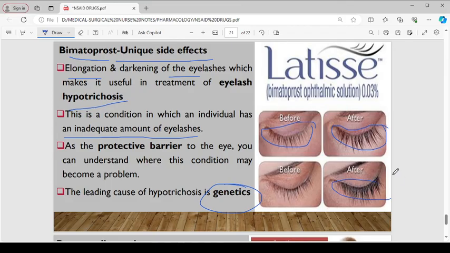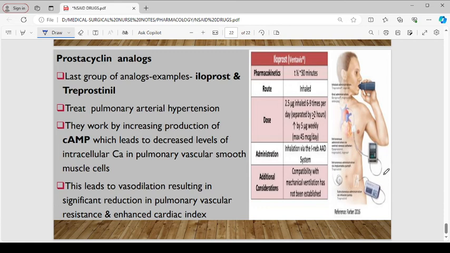Okay, guys, so lastly, we have the prostacyclin analogs, and this is the last group of the analogs. And examples, we have iloprost and the treprostinil. Both these drugs are used to treat pulmonary artery hypertension, and they simply work by increasing production of cyclic AMP, which in turn leads to decreased levels of intracellular calcium in the pulmonary vascular smooth muscles. So this will lead to vasodilation, resulting in significant reduction in pulmonary vascular resistance and enhanced cardiac index.